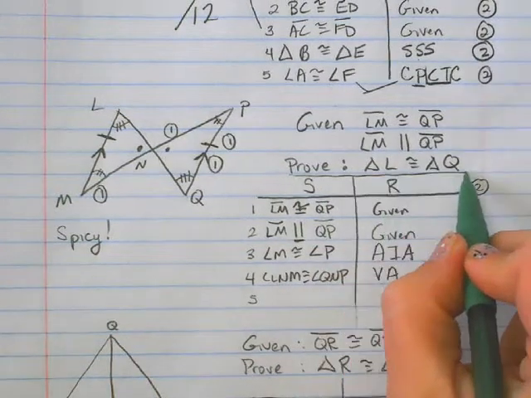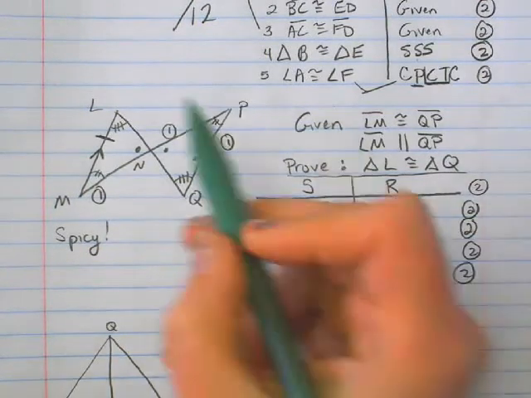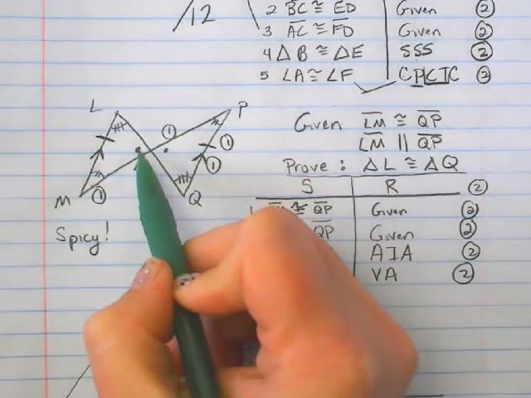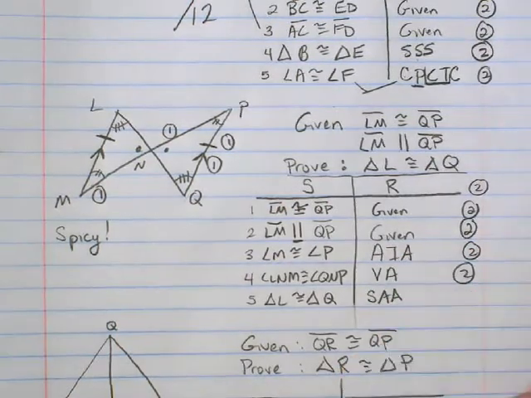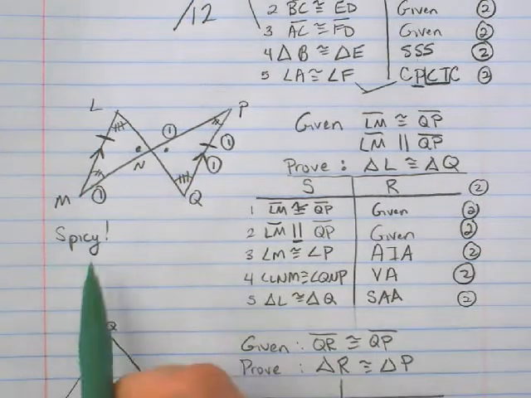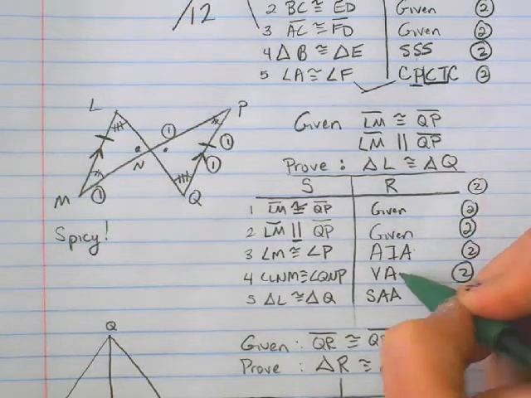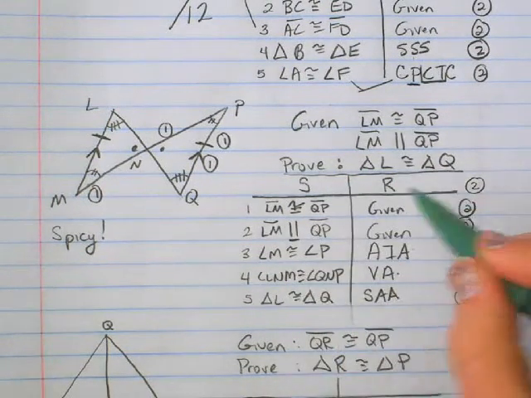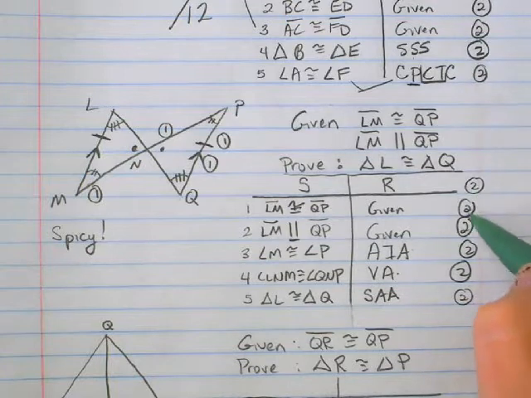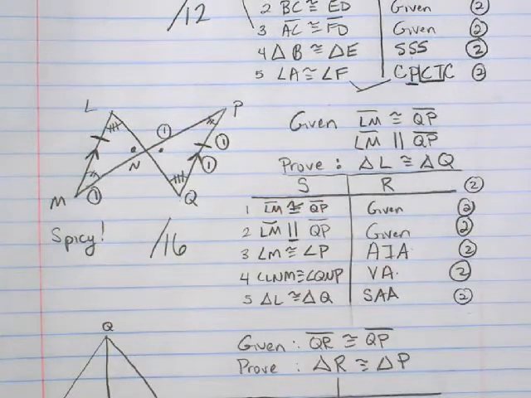What am I trying to prove? Angle L is congruent to angle Q because of blank, blank, blank. Side, angle, angle. 2 more points. That's why it's spicy. Not only did you have to get alternate interior angles, you also had to get vertical angles. I expect most of us can get this correct. 2, 4, 6, 8, 10, 12, 13, 14, 15, 16 points. How many points did you get?